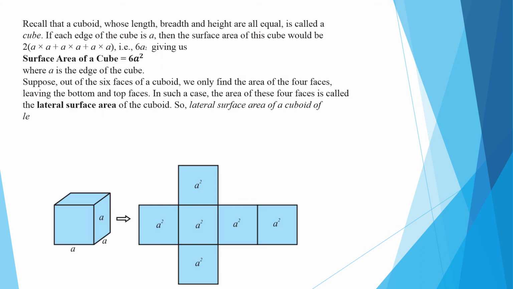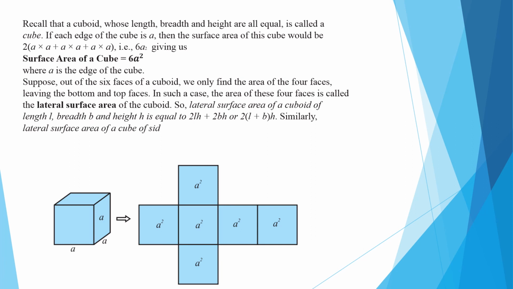So the lateral surface area of a cuboid of length L, breadth B and height H is equal to 2 times LH plus 2 times BH. Taking 2 out common, and H also taken out common, it is 2 times (L plus B) into H. Similarly, the lateral surface area of a cube means all four walls, so 4A square. So these are the lateral surface areas.